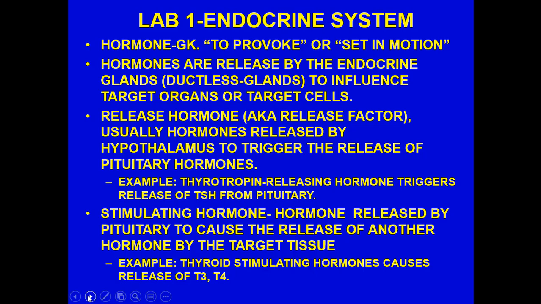A release hormone, otherwise known as release factor, is usually a hormone released by the hypothalamus to trigger the release of pituitary hormones. For example, a thyrotropin-releasing hormone triggers the release of thyroid-stimulating hormone from the pituitary, otherwise known as TSH. A stimulating hormone is a hormone released by the pituitary, though, and that's to cause the release of another hormone at the target tissue. So in this case, let's go back to the thyroid stimulating hormone. This hormone will cause the thyroid to release T3 and T4.